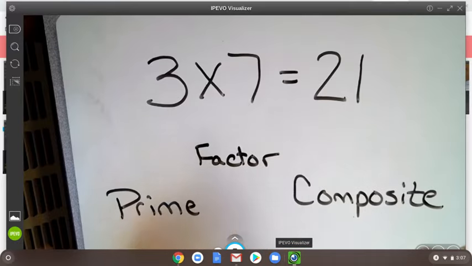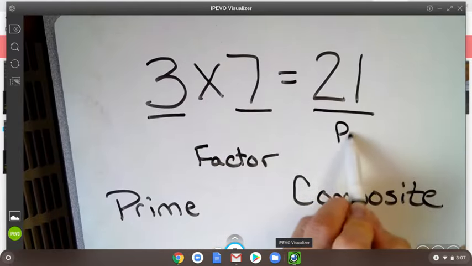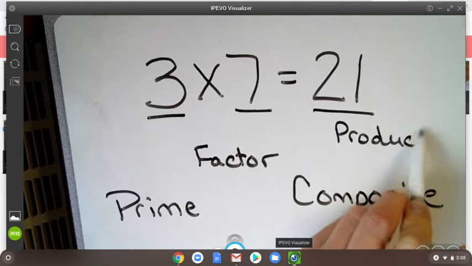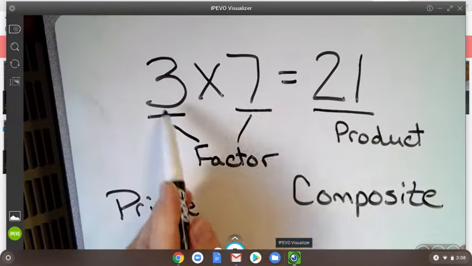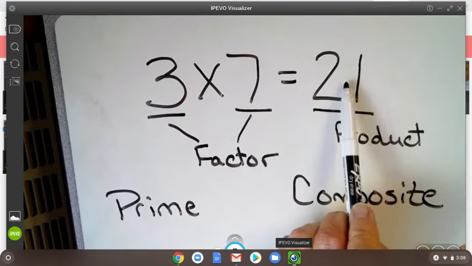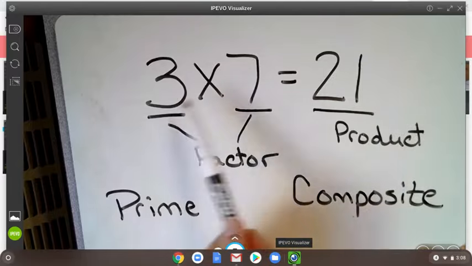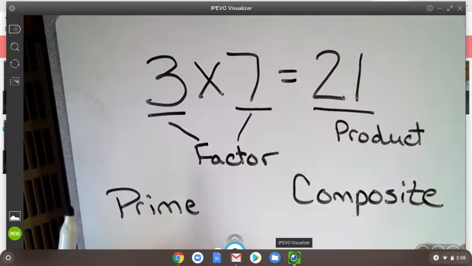A factor is a number that's being multiplied by another factor to equal a product. This only works with multiplication. So these two numbers, the 3 and the 7, are factors of 21. 3 times 7 equals 21. So 3 and 7 are factors.